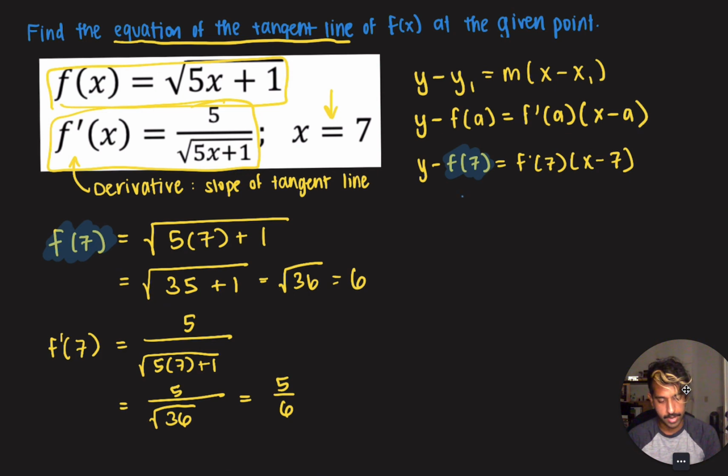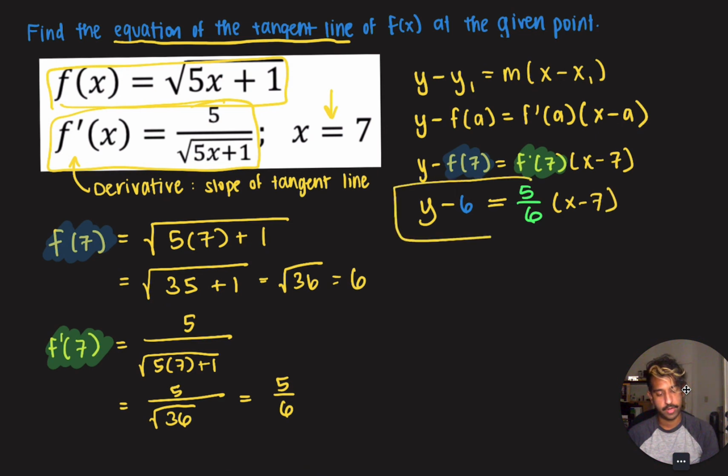So this will be minus 6. y minus 6 equals, well, f prime of 7. We found that to be 5 over 6, so equals 5 over 6 times x minus 7. And this right here is the equation of your tangent line.